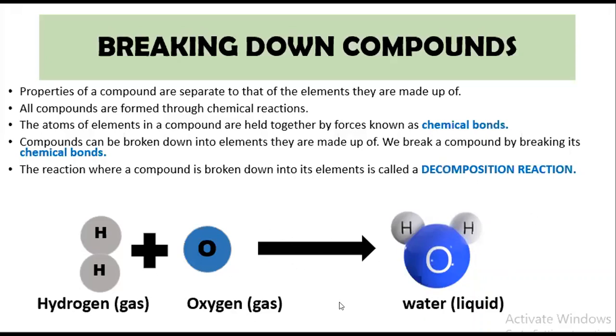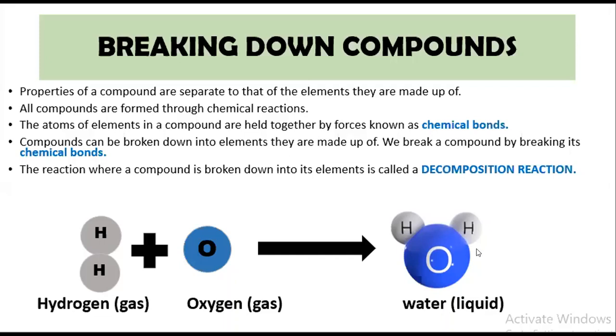This over here that you see, a plus sign and the arrow, is called a chemical reaction. What does that mean? It means that these guys over here will combine or bond together to give you this guy over here. All compounds are formed through chemical reactions. The atoms of elements in a compound are held together by forces known as chemical bonds. So the bond that holds hydrogen and oxygen together is called a chemical bond.